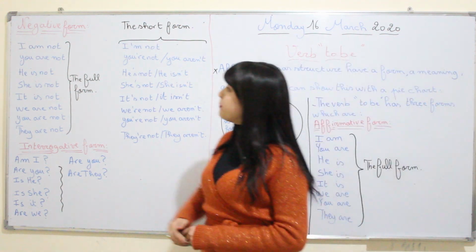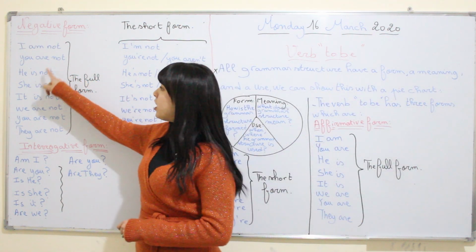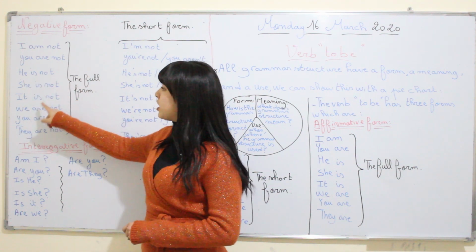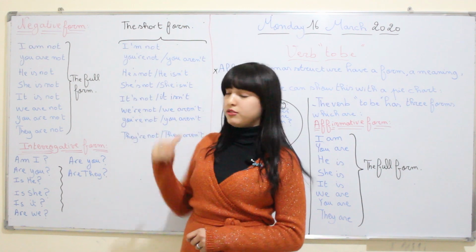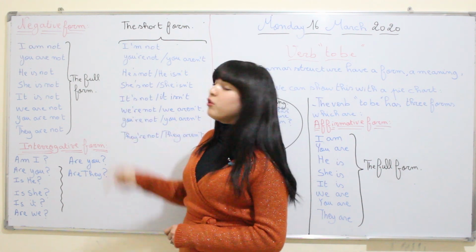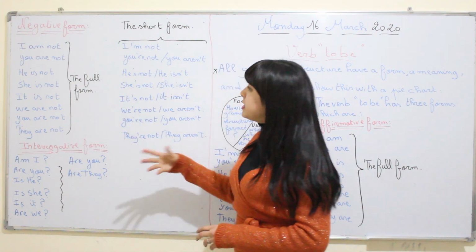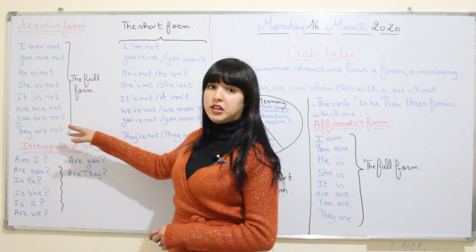The negative form. I'm not, you are not, he is not, she is not, it is not, we are not, you are not, and they are not. Also, this is the full form, which means it is completely written here.